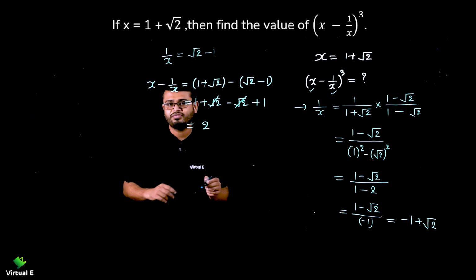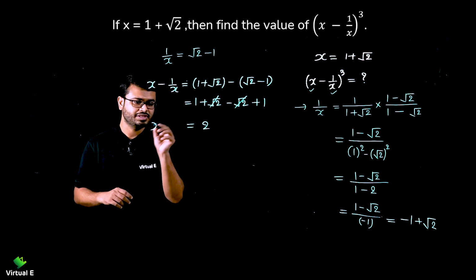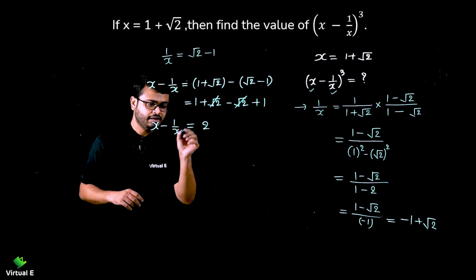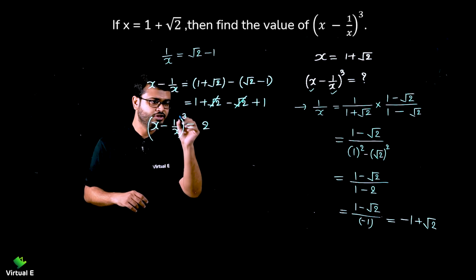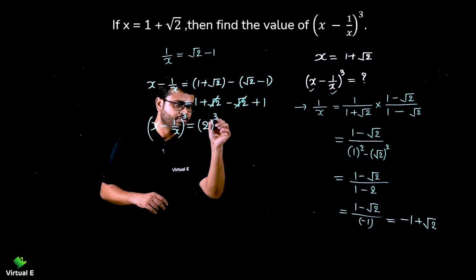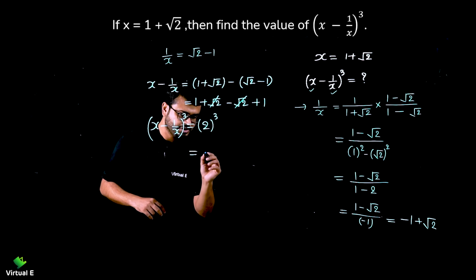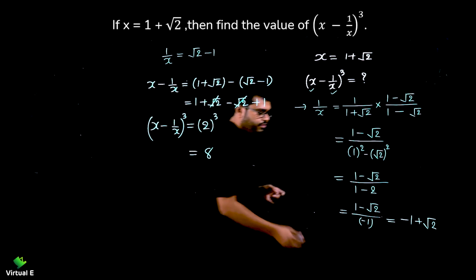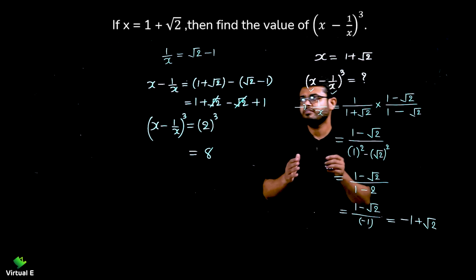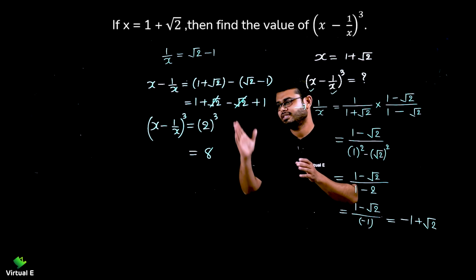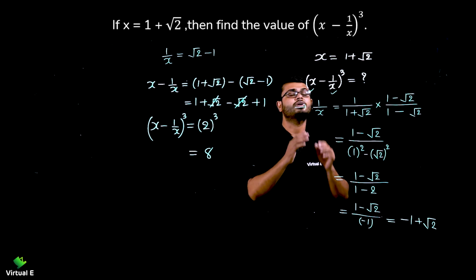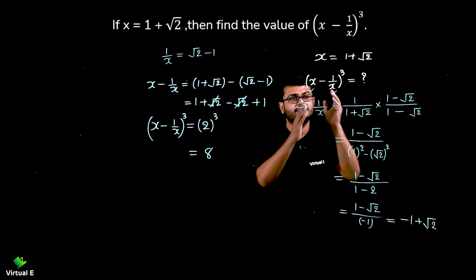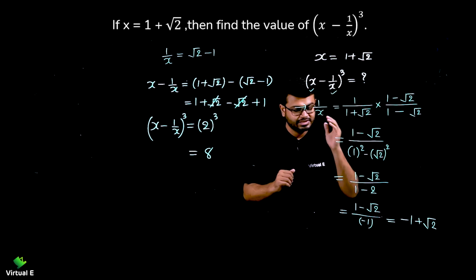Now what do we want to find? We want to find the cube. So let's write here again, and we are interested in the cube. So cube on both of the sides. So cube of 2 is what? 8. Very simple, right? This question looks quite confusing, but if you do it in the proper way, the answer is very easy, right? So how we approach: we have the value of x, then we find the value of 1 upon x.